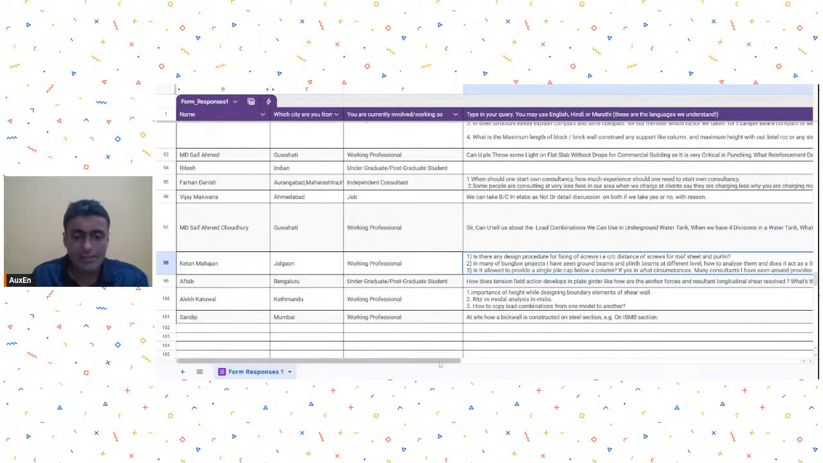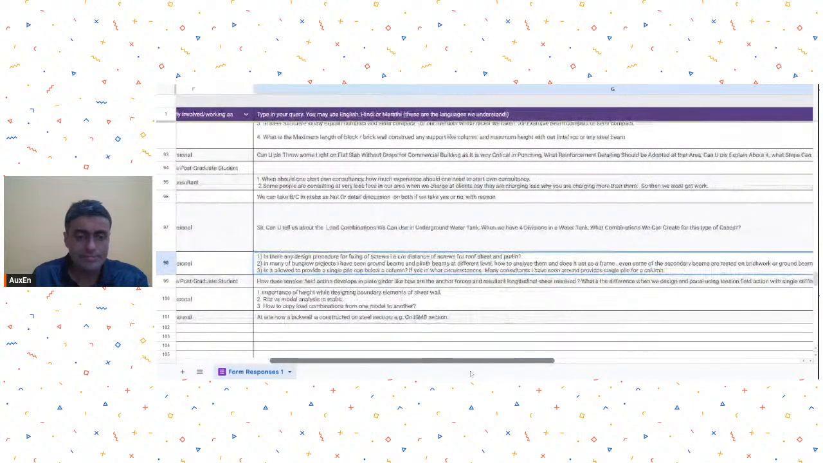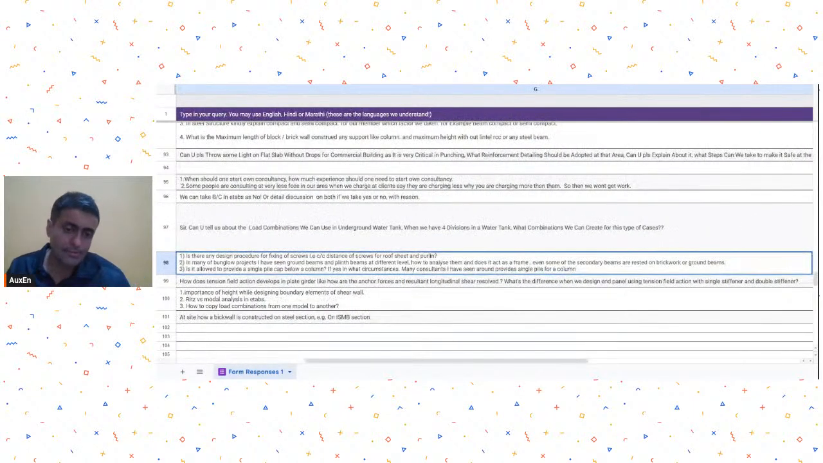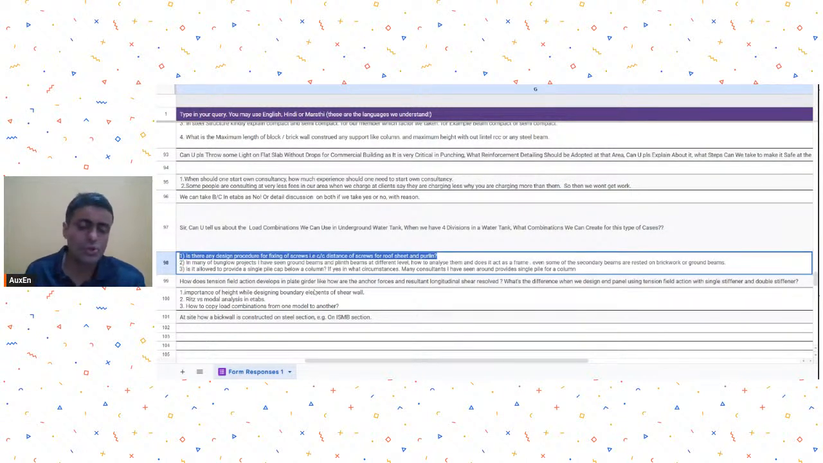He is asking, is there any design procedure for fixing of screws, that is the center to center distance of screws for roof sheet and purlin? I'm not very sure about any code for this, but usually your fabricating agency understands, depending on the sheet size, where you want to connect it.